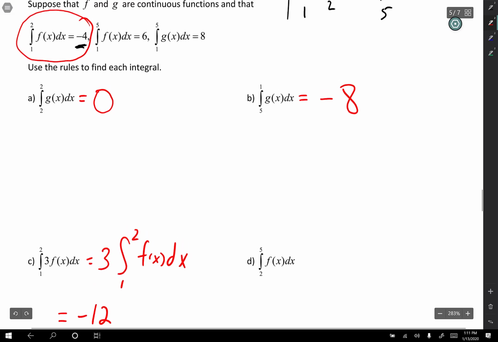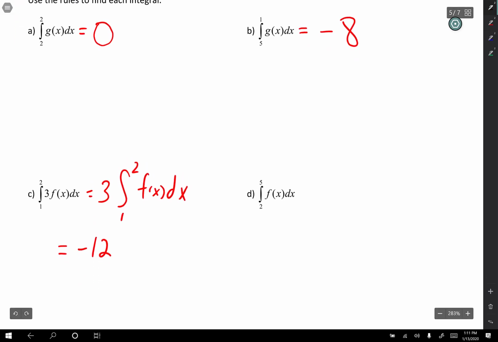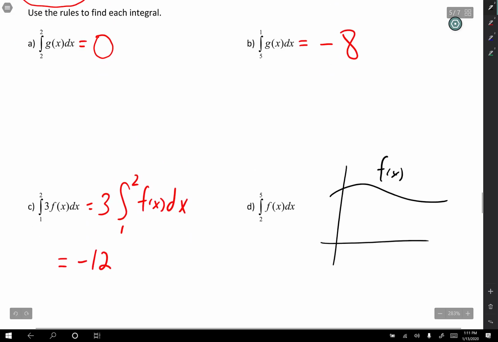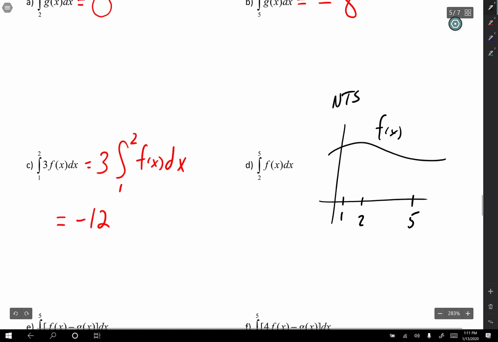All right, now we're getting to the good part where it says 2 to 5. Oh man, how do we do that? We don't have a limit for that. All right, look, here it is. Here's my little symbol. There's obviously something going on between 1 and 2 that's negative 4, so I'm putting not to scale because I don't want you guys to freak out here. 1, 2, and 5. All right, how do I get the area under the curve from 2 to 5?